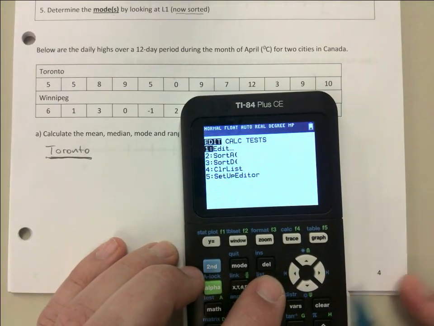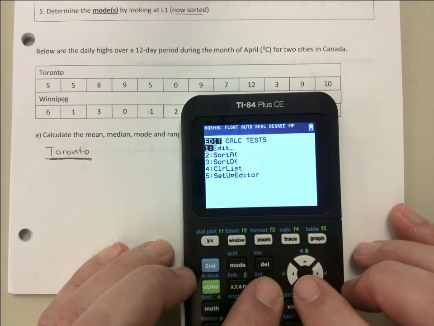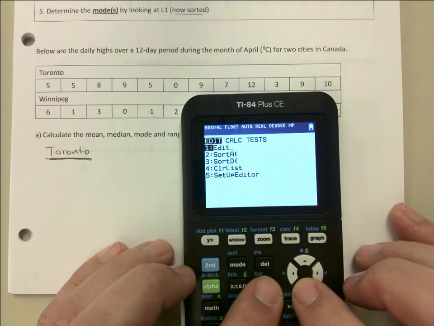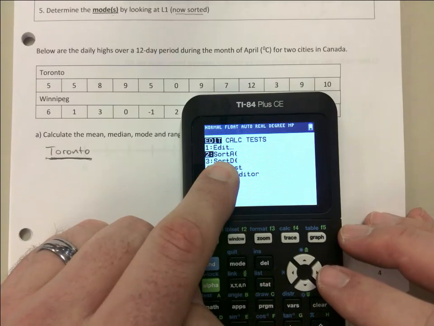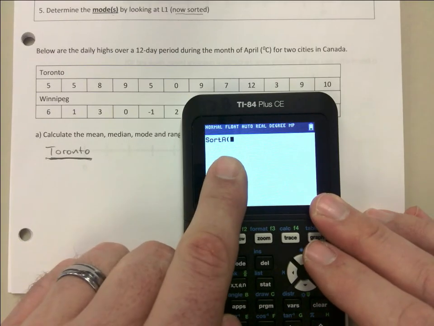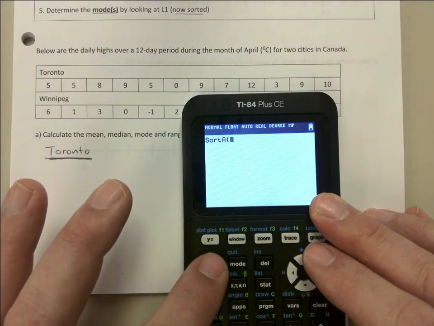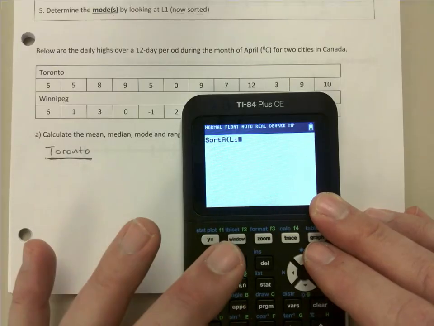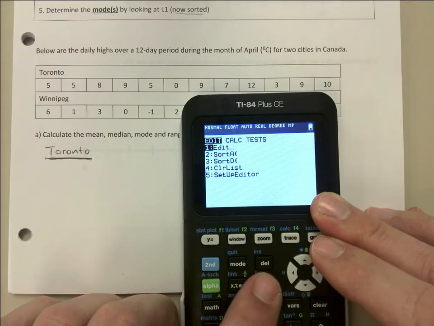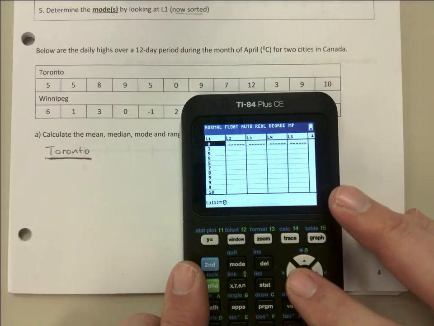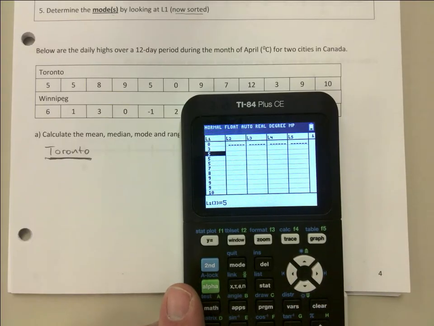Now we're going to go to stat. Don't go to calc, okay? You're going to go to sort. I like to sort this. So you select that second option, sort ascending order. You have to feed it L1, so you go second 1. You can close brackets, it doesn't hurt. Hit enter. It says done. It means that if you go back to L1 now, it's all going to be sorted for us. So let's go check it out. Stat, edit, and there it is, sorted in ascending order.